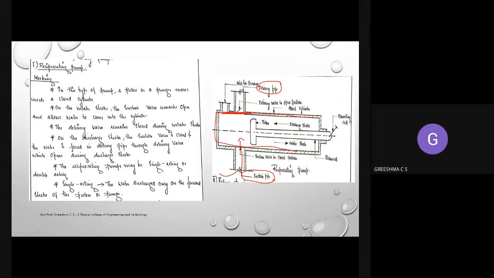When the water has been completely filled in the cylinder, this suction pipe will be closed and this delivery valve will be open, so water can exit through this valve. Water can exit through this pipe.